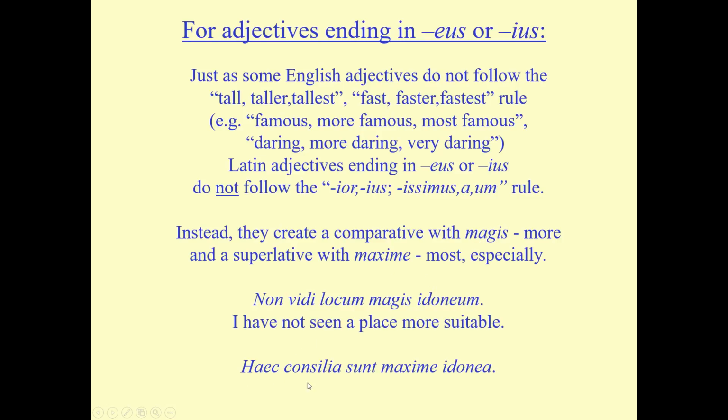Here's one more example. Haec concilia sunt maxime idonea. What degree do we have here? Maxime. This makes this word superlative. So these plans are most suitable, right? So magis idoneum being the comparative, maxime idonea being the superlative. Notice how idonea here, the ending is agreeing with concilia, so it's neuter nominative plural. So these are the only 2 adjectives you need to know right now to follow this rule. There's a few more, but only 2 we've learned in our book so far.